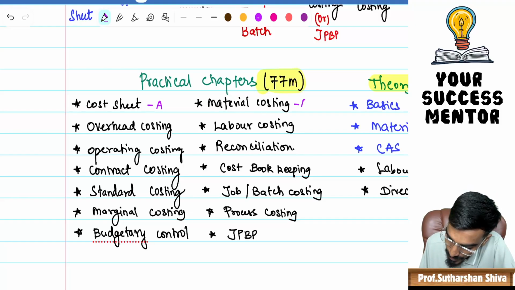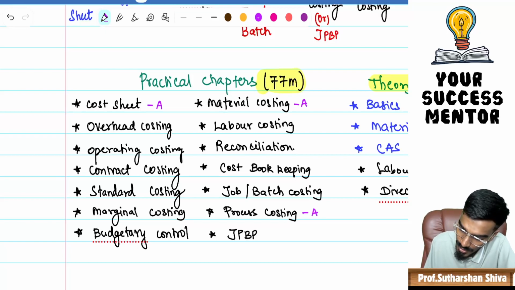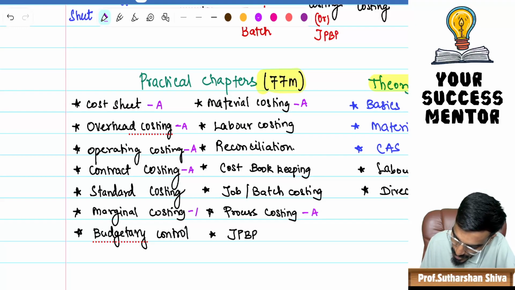Material costing will be our A category. Process costing, where is process? Process costing will be our A category. Contract costing will be our A category. Overhead costing will be our A category. Operating costing will be our A category. Marginal costing, I will introduce one thing which is A plus.